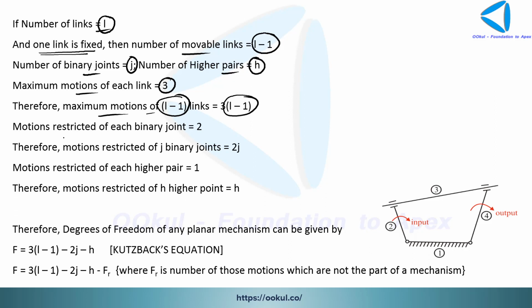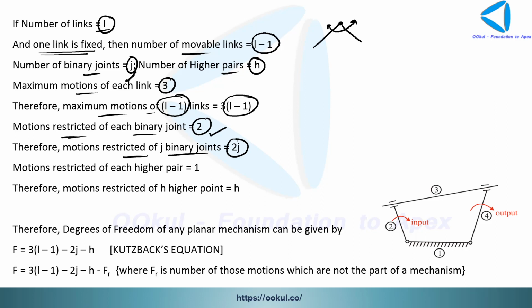Correct? Then motions restricted by each binary joint. Suppose you take the case of the turning pair only. This is a binary joint. Total can be 3 in 2D, but only one motion is possible. So that means restrictions for a binary joint is equal to 2, for each binary joint. And we have J such binary joints. So motion restricted by J binary joints will be equal to 2J.